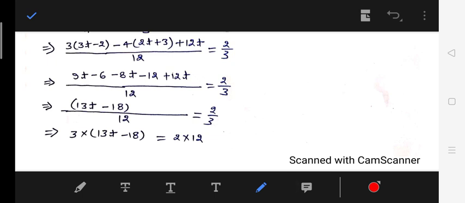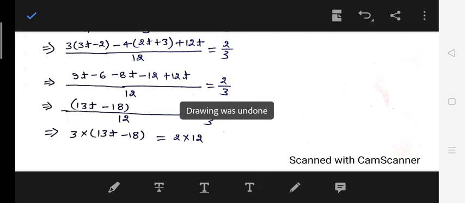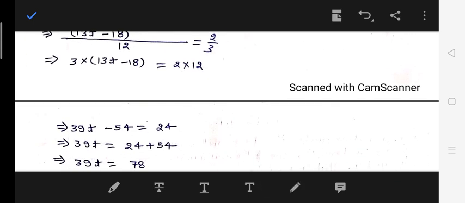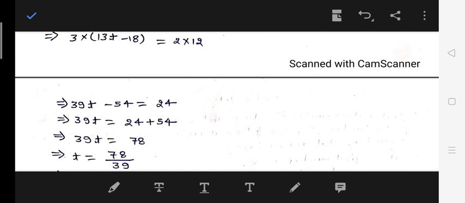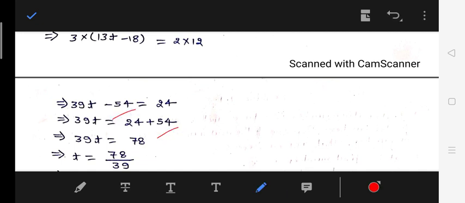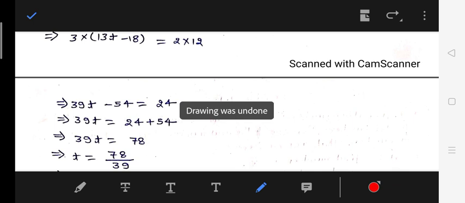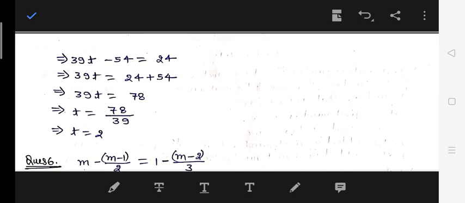Now you need to go for the cross multiplication. So here 3 will be multiplied with 13t minus 18, and 12 will be multiplied with 2. So cross multiplying, that will be 3 into (13t minus 18) equals 2 into 12. Then 3 into 13t equals 39t, and 3 into minus 18 equals minus 54, equals 2 into 12, 24. Now I am going to send minus 54 to the right side, so it will be plus 54. So 39t equals 24 plus 54. Then 39t equals 78. Then t equals 78 by 39. Yeah, t equals 2. So the answer of question number 5 is t equals 2.